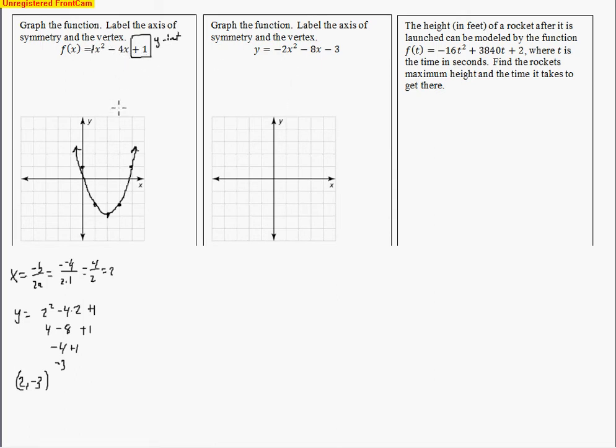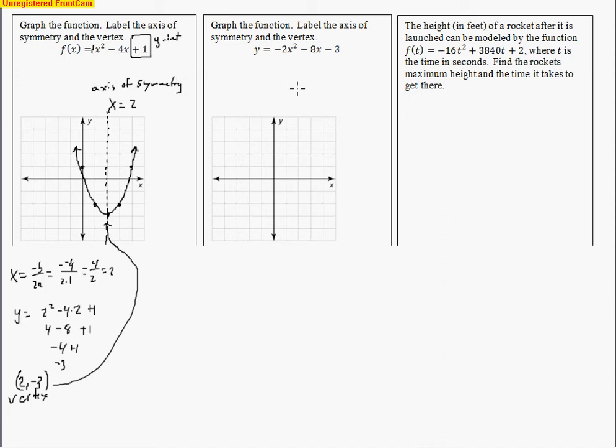I do need to label the vertex, so I'll put an arrow showing what the vertex is, and the axis of symmetry. The axis of symmetry is just a vertical line going right through the vertex, and then name that x equals 2. It's whatever you get for your negative b over 2a, and that's your axis of symmetry.